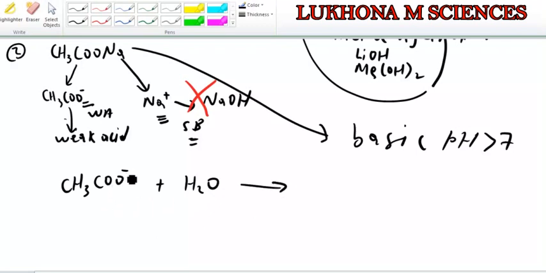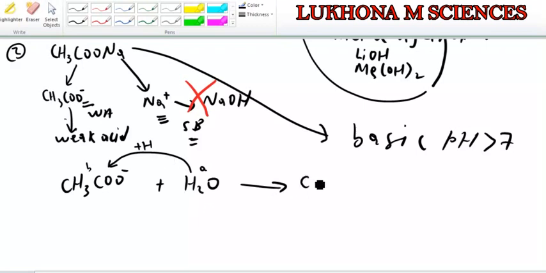Now, since there is this minus here, this one is a base in this case. This one is the acid. In fact, the ions from the acid should be a conjugate base. That is why I say this is the base. So the base will absorb or accept the protons from water, which means we have that plus H.